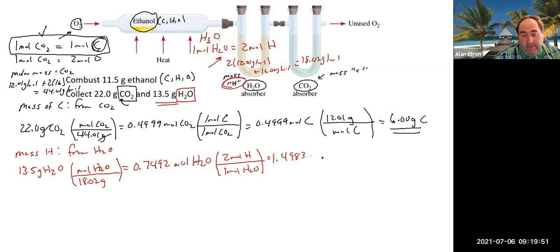1.4983 moles of hydrogen. And much like the carbon there, we do want to know how much mass or grams of hydrogen that would be. And if we do that, we want to use hydrogen here, 1.008 grams per mole of hydrogen. And that would get us 1.51, we'll call it.